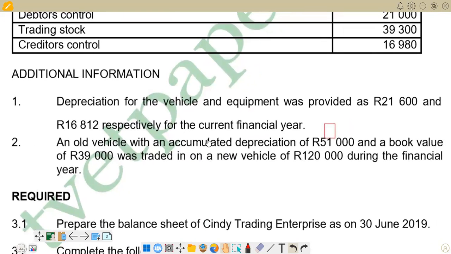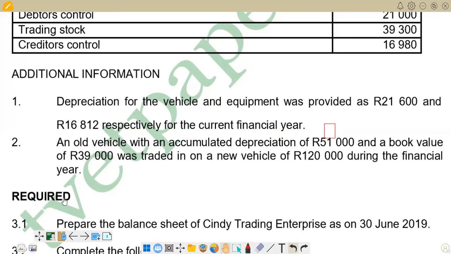In this additional information, we've got depreciation for the vehicle and equipment provided at 21,600 rands and 16,812 rands respectively for the current financial year. Then on item 2, we've got an old vehicle with an accumulated depreciation of 51,000 and a book value of 39,000 rands that was traded in on a new vehicle of 120,000 during the financial year.